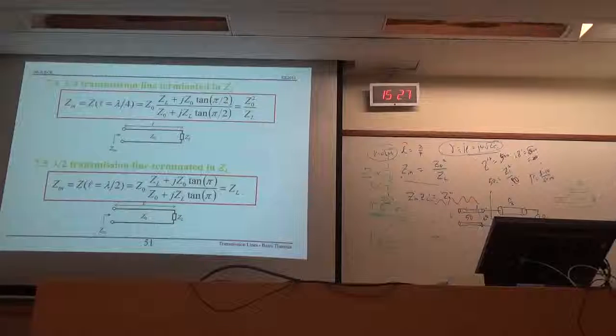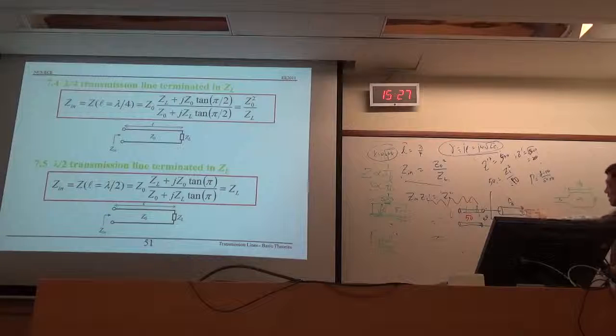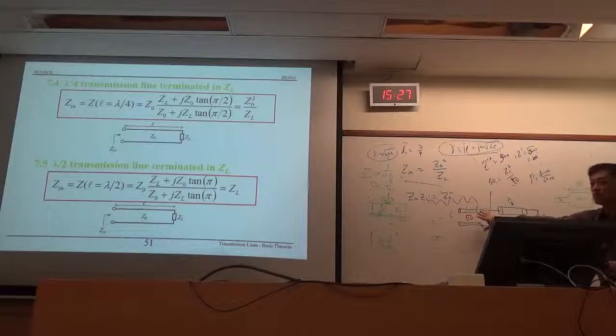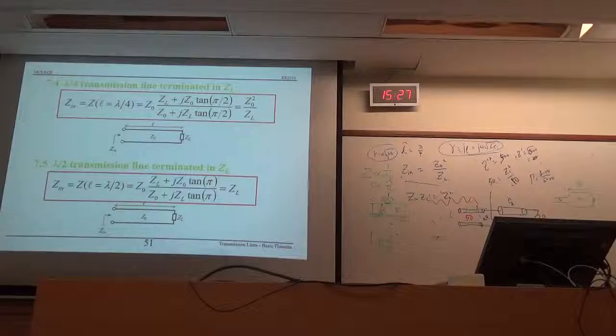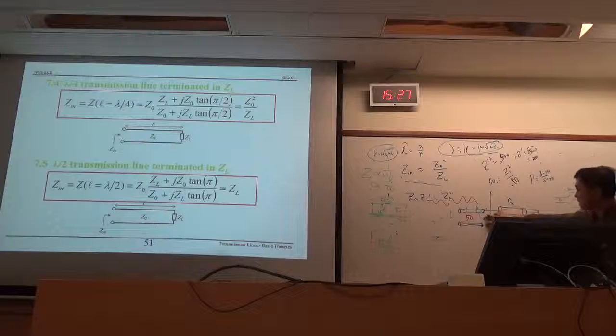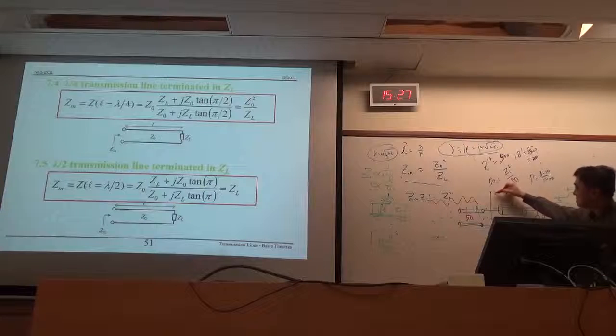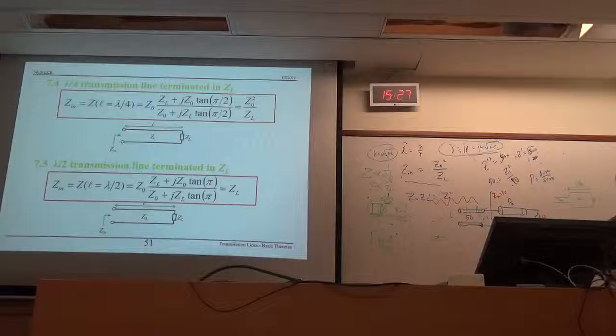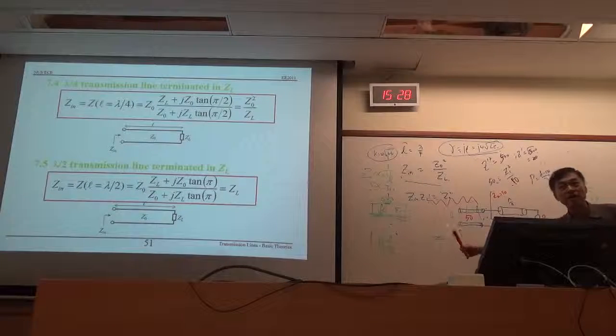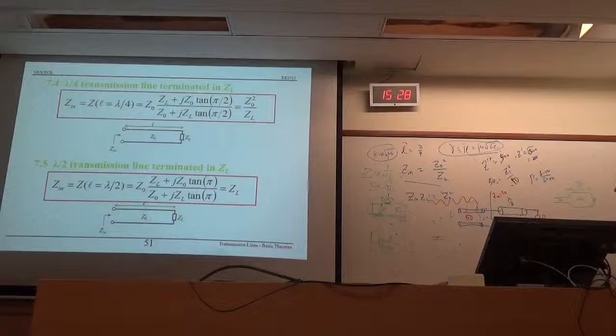So what I can do is put a certain transmission line in between the 8 ohm load and the 50 ohm transmission line. Can I get an input impedance here, Zin, equal to 50? If I get an input impedance Zin equal to 50, that means this transmission line will see a 50 ohm load, and if it sees a 50 ohm load, there will be no standing wave. So how do I make sure that this input impedance here becomes 50?